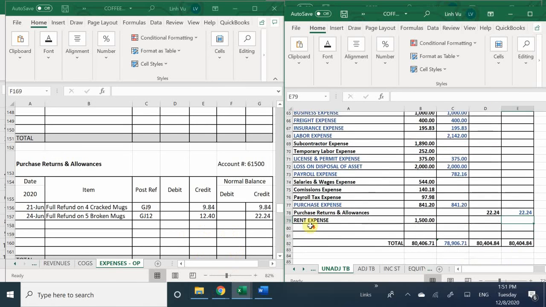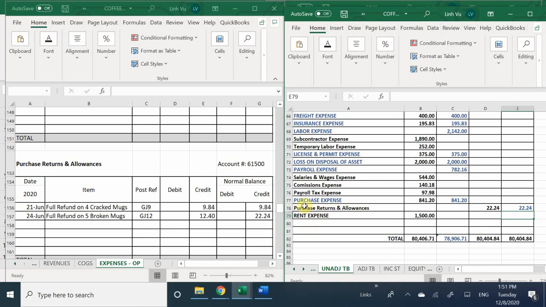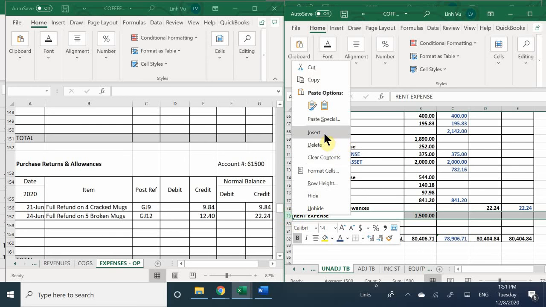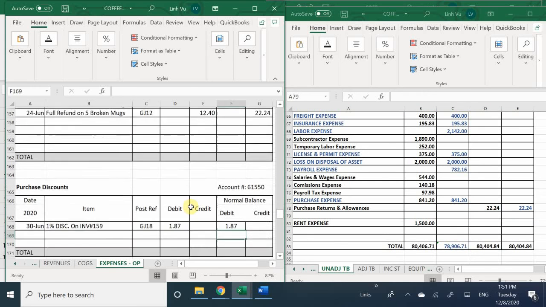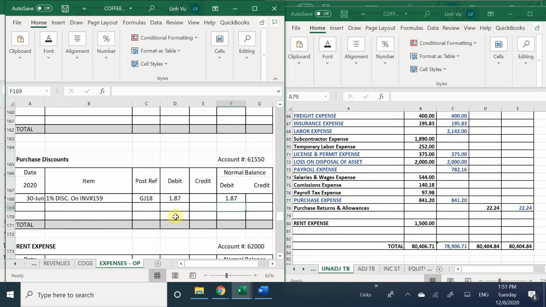This does in fact decrease your purchase expense. They're not main accounts. These are actually contra accounts. But I'm going to treat them as if they're main accounts, okay? Since it's a contra to the main account. All right, so here we have one more section. We have purchase discounts, okay, which is a debit.